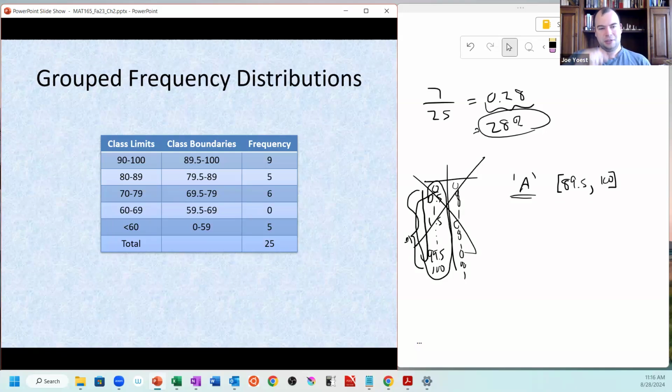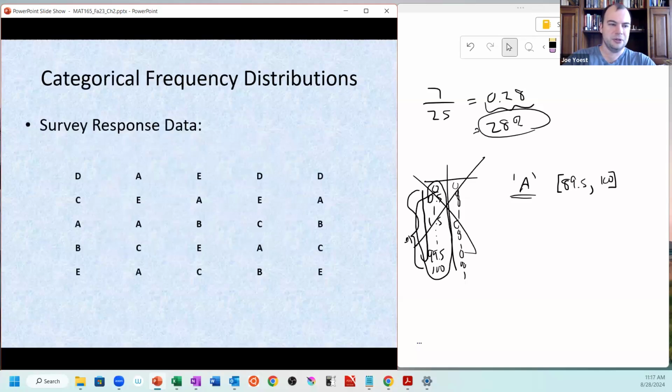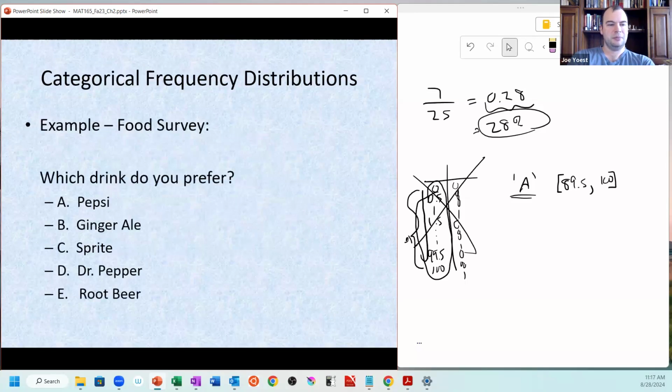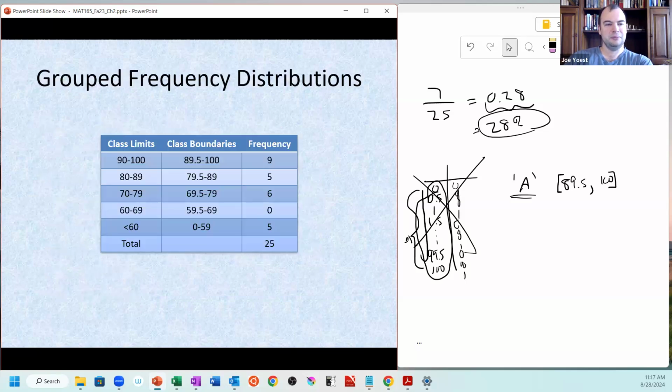Again, to make this type of grouped frequency distribution, I need at least ordering. So I need at least ordinal data, so that I know what's close and what's far apart. I can't group Pepsi, ginger ale, Sprite, Dr Pepper, root beer. Which ones should be grouped together? There's not any real rhyme or reason to that. But these I can group.